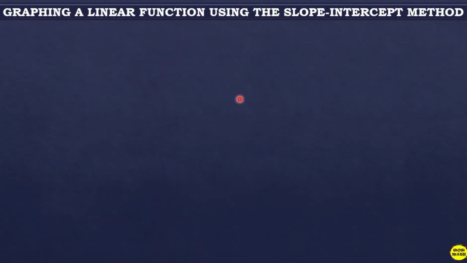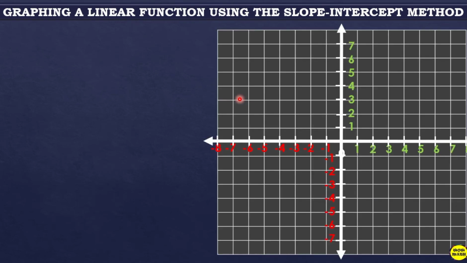Okay, so let's have this one. How to graph a linear function using the slope-intercept method. Okay, so given the function f of x is equal to negative 3x plus 4, we all know that a linear function is in the form of f of x is equal to mx plus b. So ibig sabihin, m is the slope, b is the y-intercept. Okay. So paano natin siya i-graph using slope-intercept?